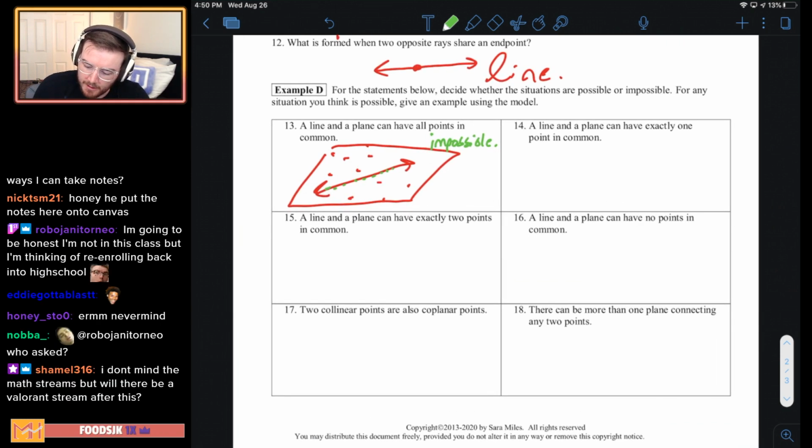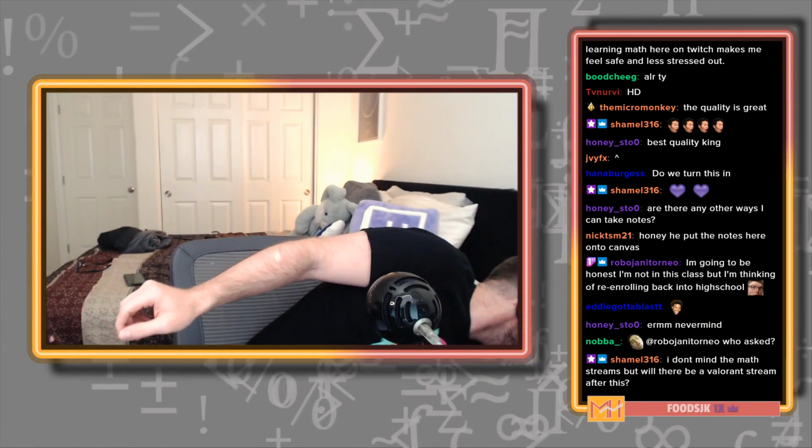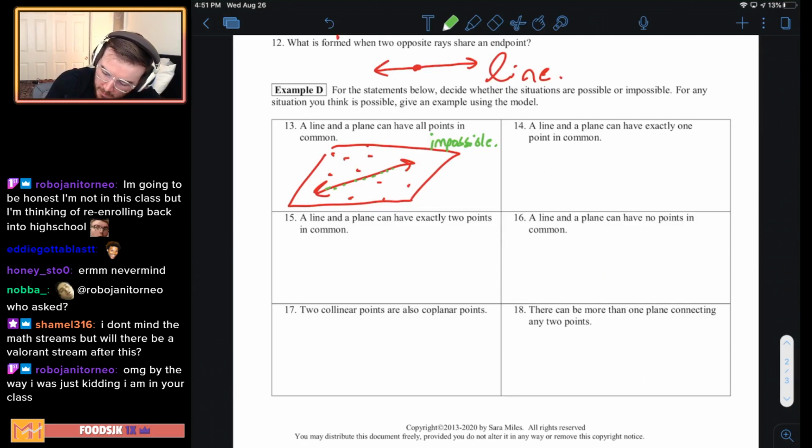Number 14. A line and a plane can have exactly one point in common. I like to do this with physical objects, but I can't exactly do that. But imagine this piece of paper, which is a booklet for my Google Home that I got. Imagine if I just stabbed it, right? Boom. This marker is going to go through the piece of paper at one single point. I can stab a plane. I can do my best to try to make a drawing.